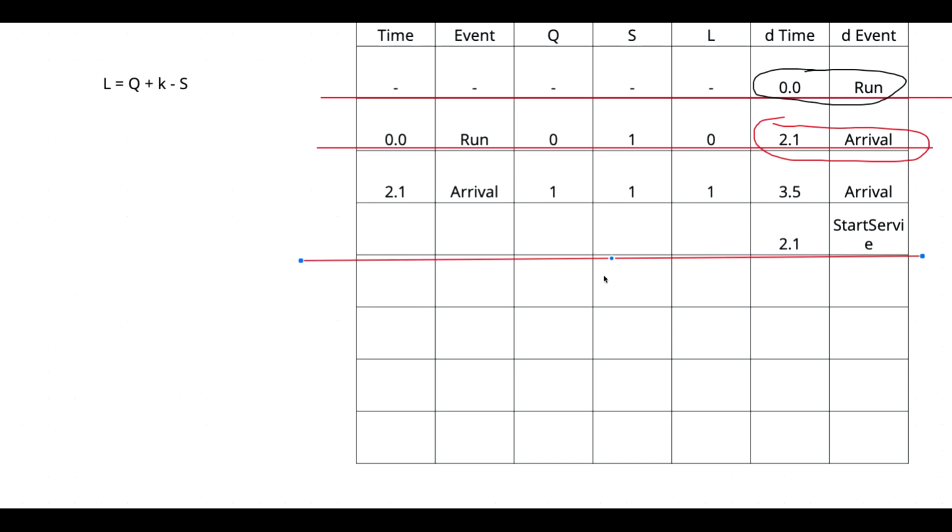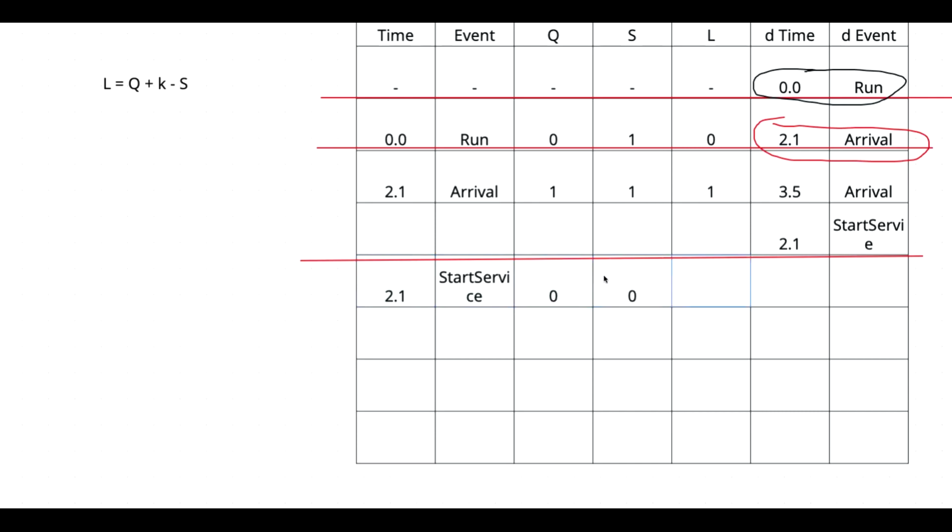All right, so you pick the smallest one. What's the next scheduled event? It's that 2.1 start service. So 2.1, just that event, nothing else. And what does start service do? It takes 1 away from the Q, so Q is now 0. It takes 1 away from S, S now 0. And now, let's see, 0 plus 1 minus 0 is still 1. So that is working there.